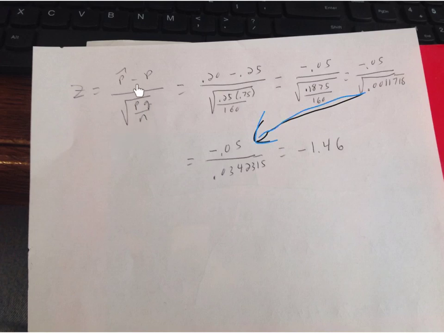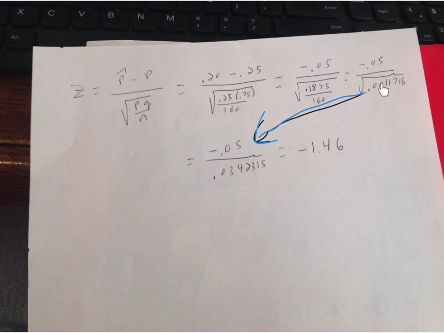You were applying the formula, you subtracted and got to minus 0.05. You were multiplying and dividing, and you got to 0.00117. Where you messed up is you need to take the square root of that number, and you get 0.034213, and then divide the numerator by that number, and you get to negative 1.46.